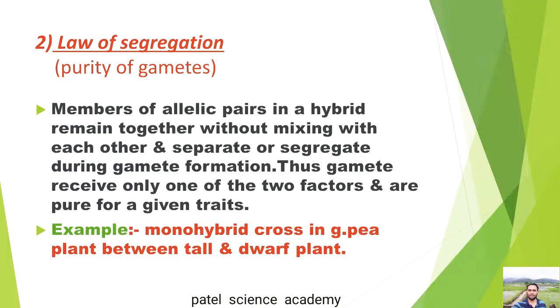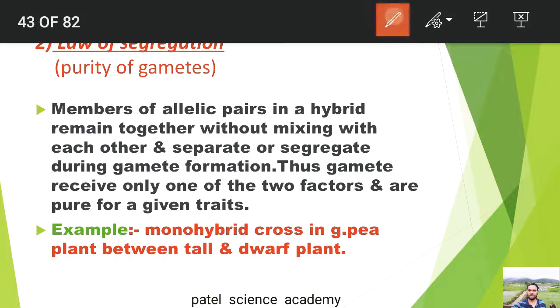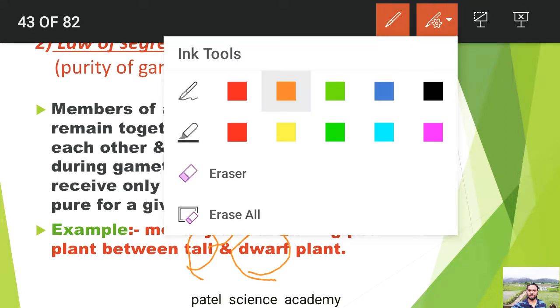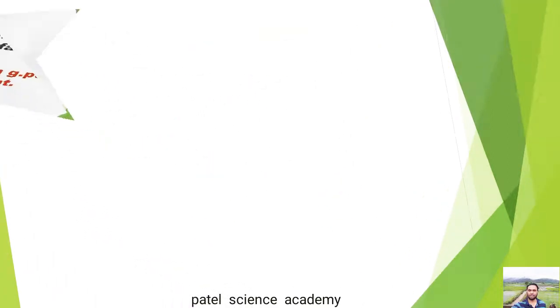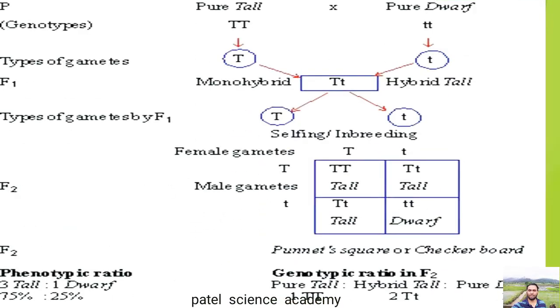The example is again the monohybrid cross in garden pea plants, the same example we have seen for the law of dominance, that is the garden pea plant cross with stem height, tallness and dwarfness. So now we'll go for the same example with different characteristics. So dear students, this is that cross.